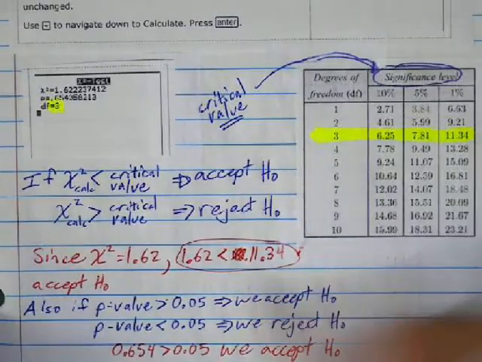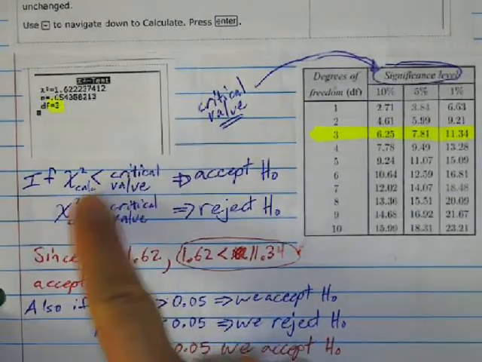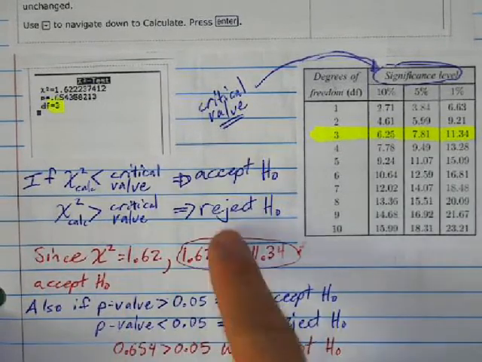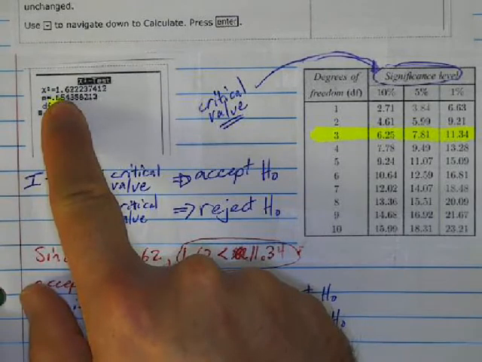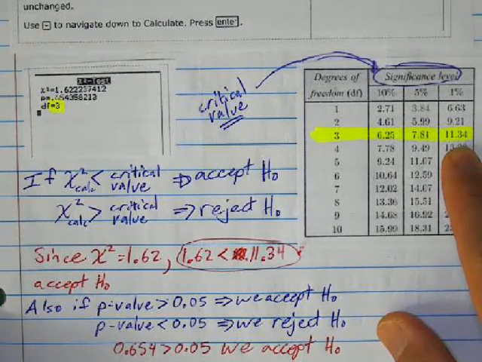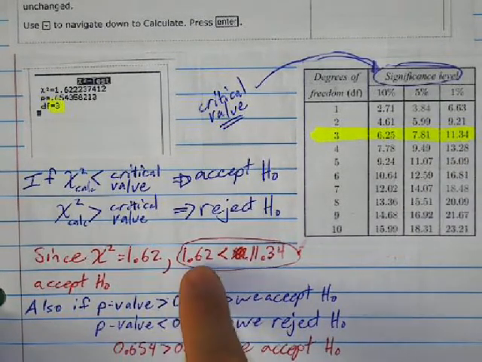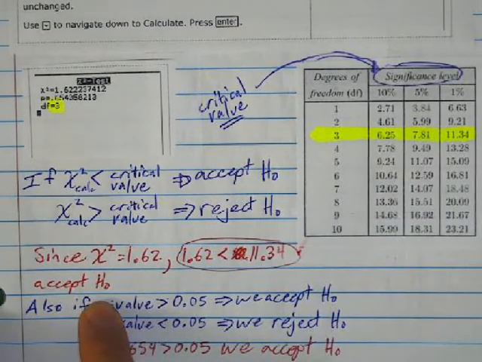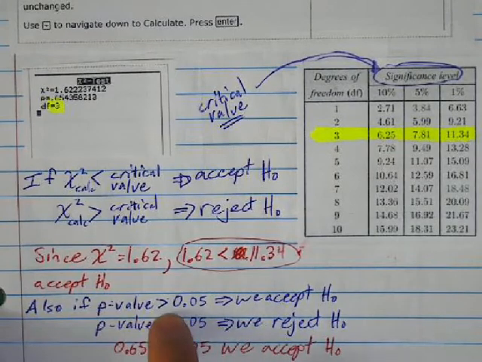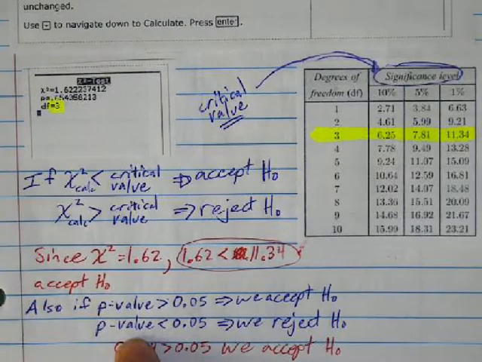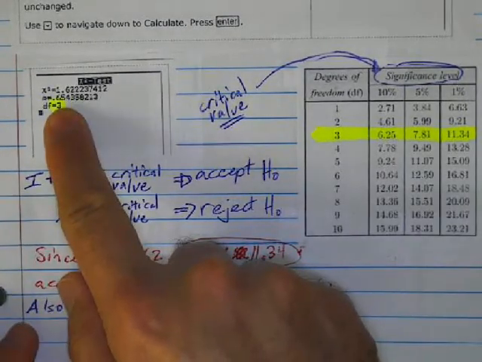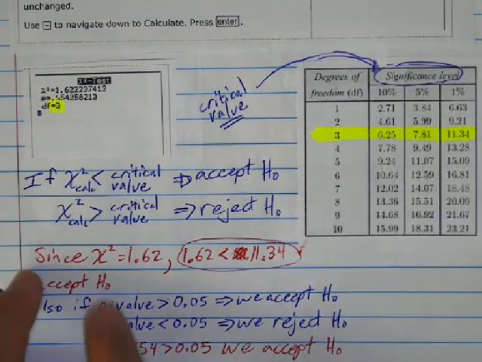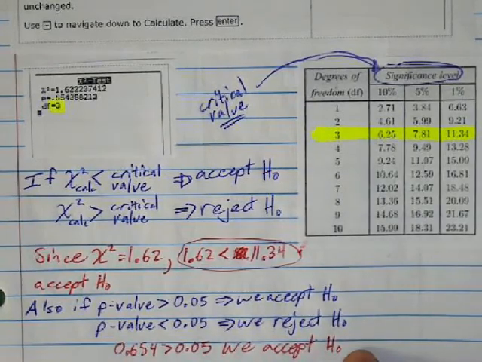Okay, so if the calculated chi-squared value is less than the critical value, we accept the null hypothesis. If the calculated chi-squared value is greater than the critical value, we reject the null hypothesis. So we got a 1.62 for chi-squared, which is less than 11.34, so that means we accept the null hypothesis. Now, if we're looking at the p-value, whenever the p-value is greater than 0.05, we accept it. If the p-value is less than 0.05, we reject it. Here we got a p-value of 0.65, which is greater than 0.05, so we're going to accept the null hypothesis under both cases, using the chi-squared calculation and using the p-value calculation. We're accepting the null hypothesis.